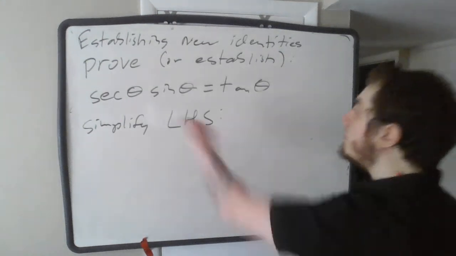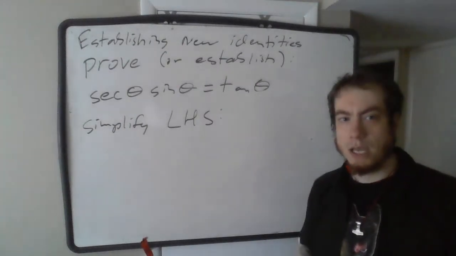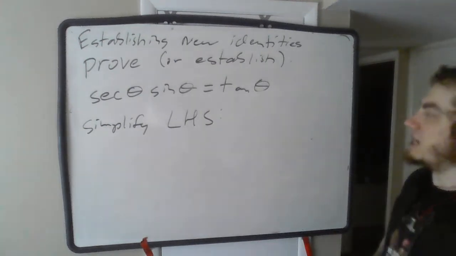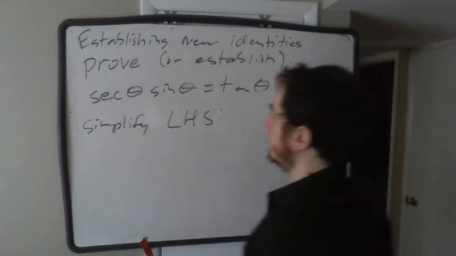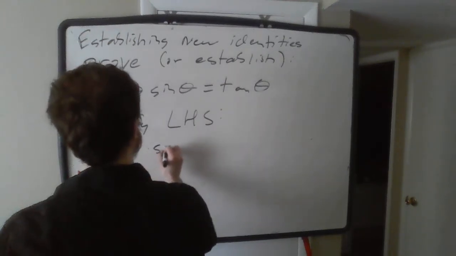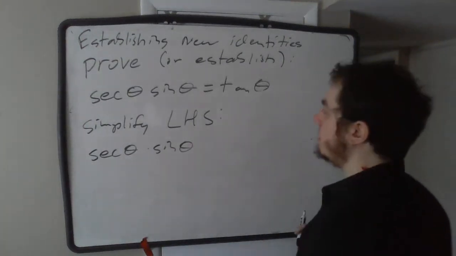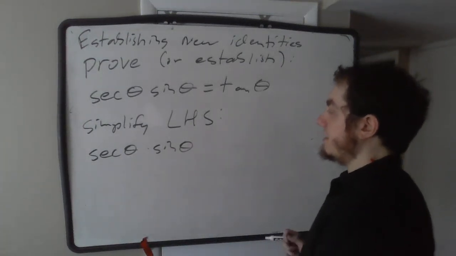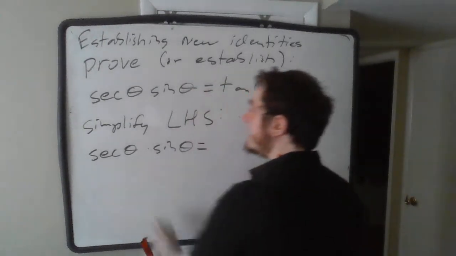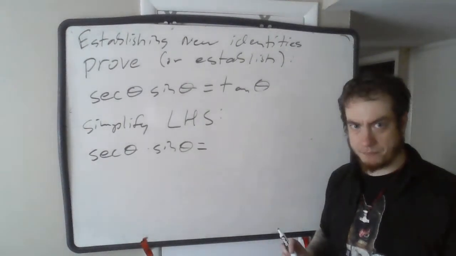So let's try simplifying the left-hand side here and see if we can get that to look something like tangent theta, or at least into a nice simple form where it might be easy to see that this comes out to be tangent theta. So if I think about this left-hand side, I have secant theta times sine theta. Now, a few different things I can do here, but probably the thing that I like to do is to rewrite this in terms of sines and cosines. So, what is secant theta in terms of sines and cosines? Give you a second to think about that.